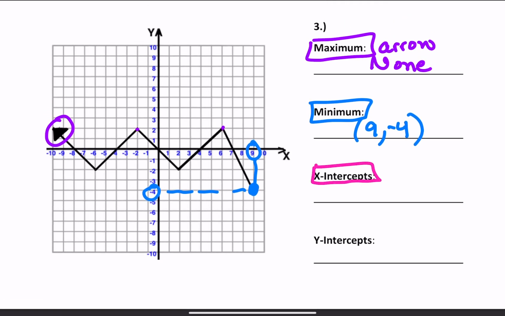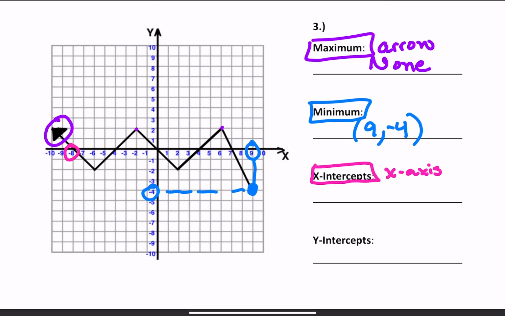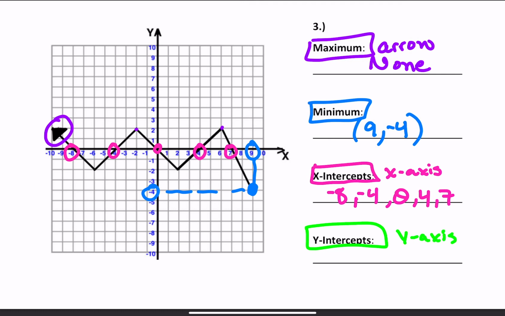X-intercepts, so this is where it happens on the x-axis. We got quite a few here. We have -8, -4, 0, 4, and then 7. The y-intercept is on the y-axis, and it only happens once here, and that's at 0.